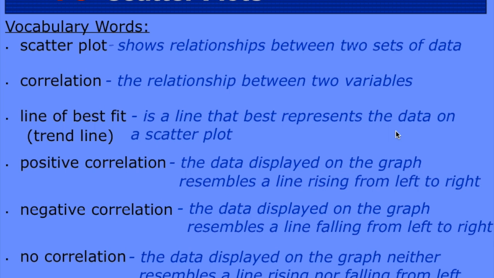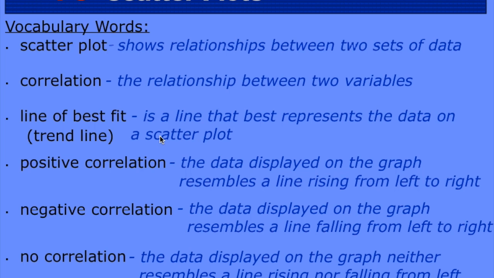So here's some vocab words that will be used often in this unit. We gotta know what a scatter plot is. Scatter plot shows a relationship between two sets of data based on the random data points. Correlation is the relationship between two variables. So if I say that the correlation is a strong correlation, it means that there is a strong relationship. So one directly affects the other. If it's weak, that relationship is not as strong, it's not as reliable. So one doesn't completely depend on the other one.